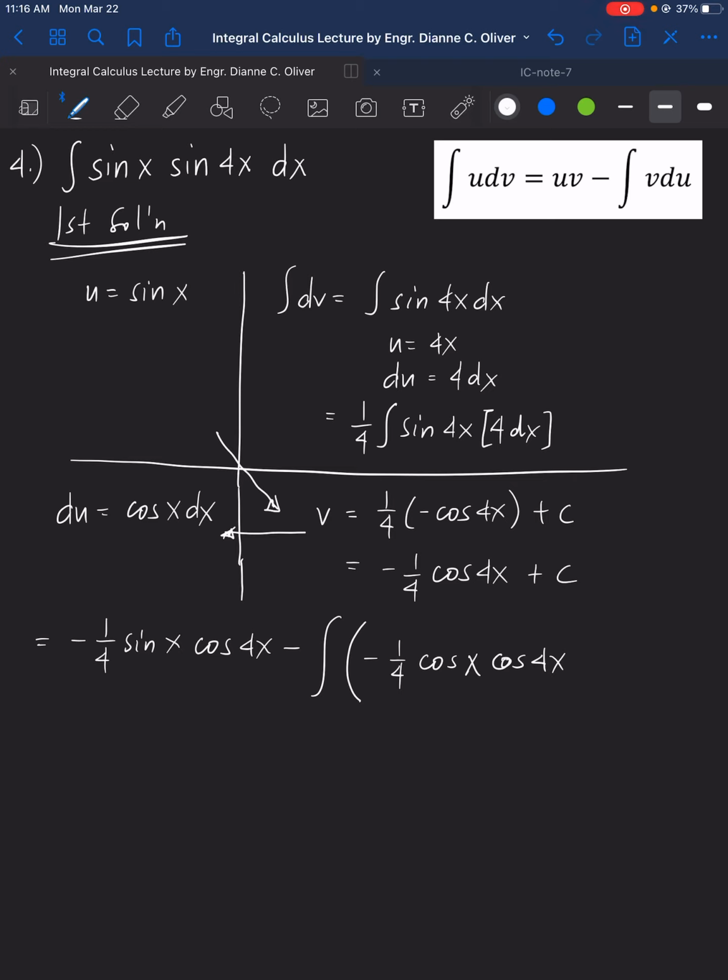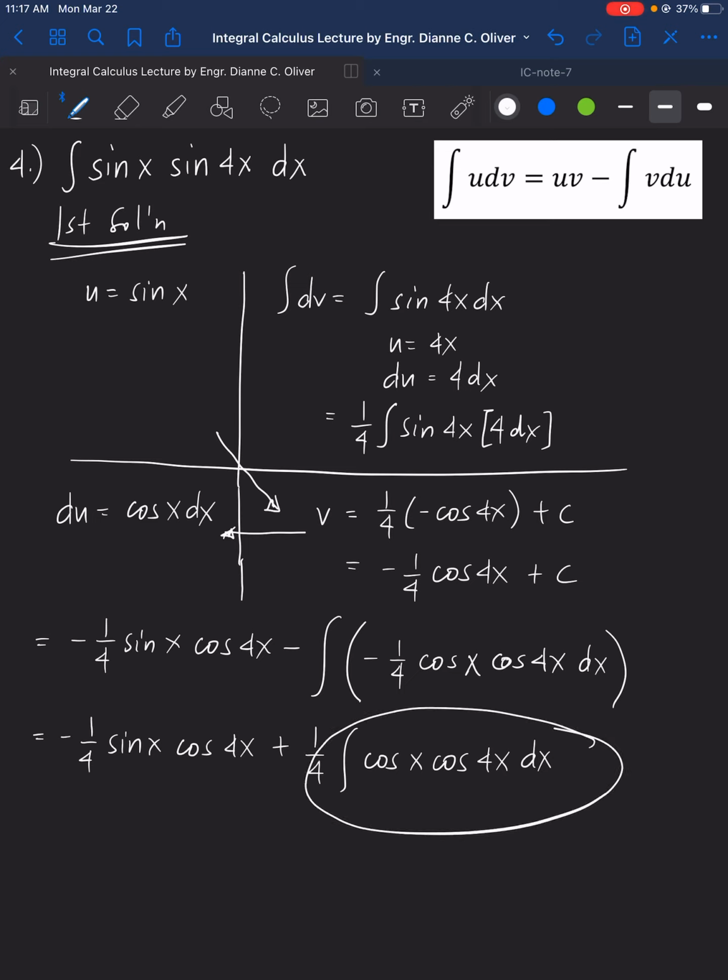You will understand the reason why if you try to put cosine 4x first, you will get confused later on with the integration. So you just need to be consistent with what we put first here. So I put the one with the angle x first. So this is negative 1/4 cosine x cosine 4x dx. So this is equal to negative 1/4 sine x cosine 4x, positive 1/4 integral of cosine x cosine 4x dx.